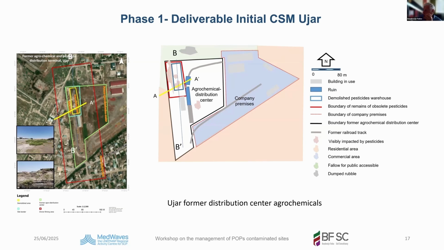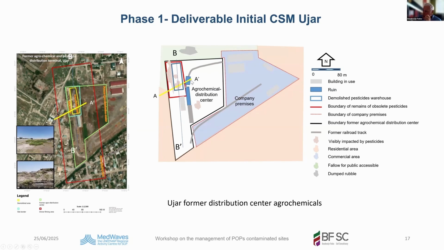And this map has a north arrow, a scale, and of course a legend. And in the legend, we have divided various land uses and various observations. For instance, these red dots are visibly impacted soil, and also here then this one is commercial area, this is residential area, and this was fallow land, and here we had some rubble dumped. So this map gives you a short overview, or an easy overview, of what is going on.